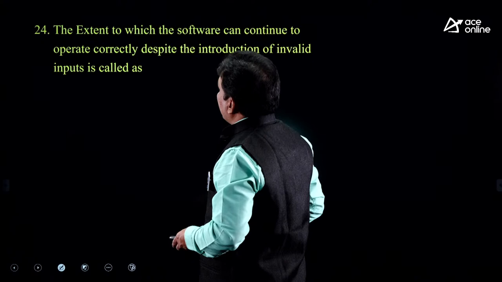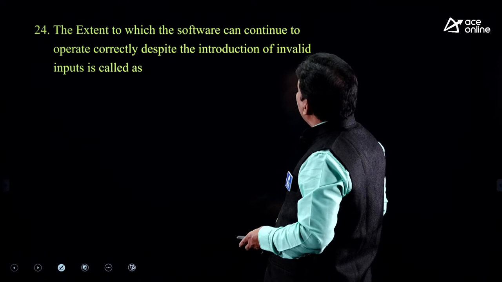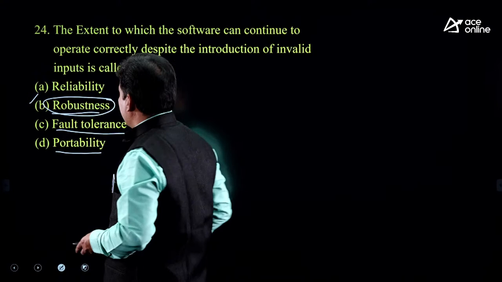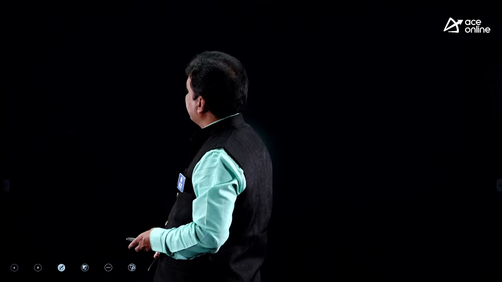And coming to the extent to which the software can continue to operate correctly despite the introduction of invalid input is called as reliability, robustness, fault tolerance, portability. Robustness is the answer, right? Which was asked in the year ISRO 2016, answer is B, right?